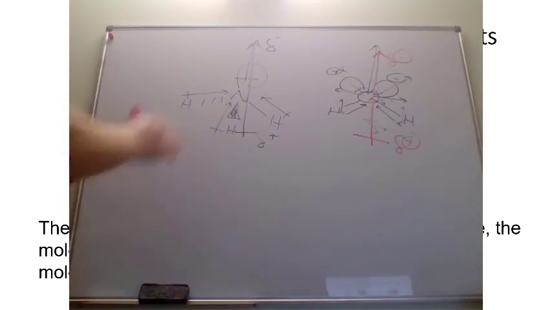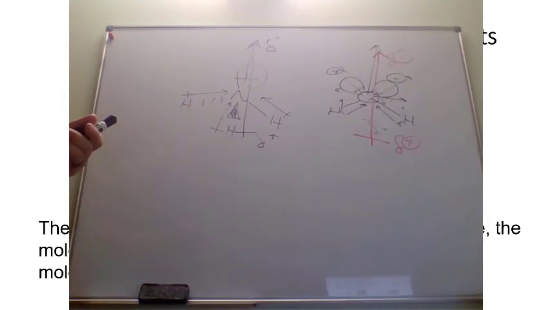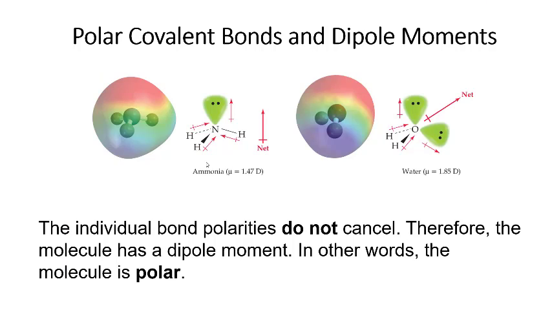Okay, so this is what makes ammonia and water polar molecules. So if we go back to the slide and take a look at the artist renderings for ammonia and water, we can see that the net dipole moment for ammonia, in fact, goes straight upwards towards the lone pair, and the net dipole moment for water goes diagonally right through the middle of those two lone pairs of electrons.